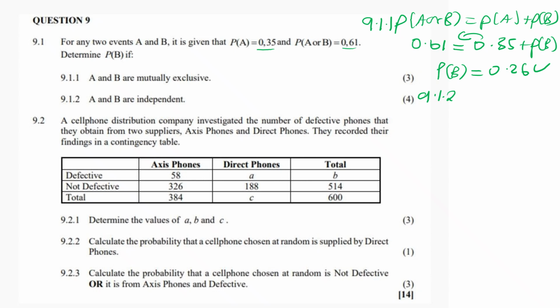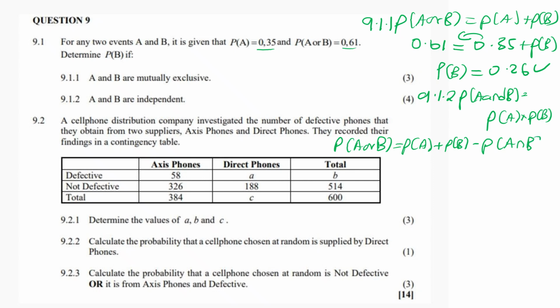Determine the probability of B if A and B are independent. Right, if A and B are independent. Firstly, you must know that the probability of A and B is equal to the probability of A multiplied by the probability of B for independent events. Now the general rule for probability states that the probability of A or B is equal to the probability of A plus the probability of B minus the probability of A intersect B.